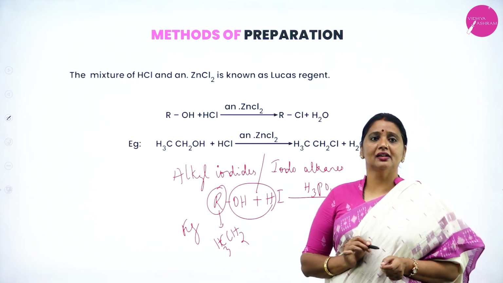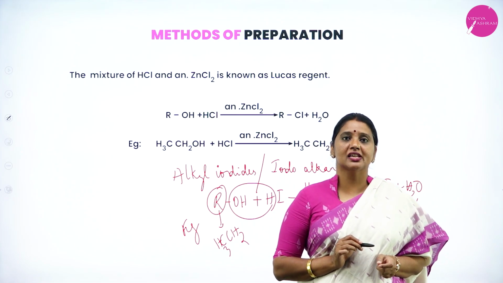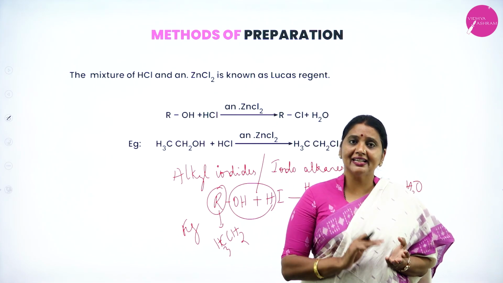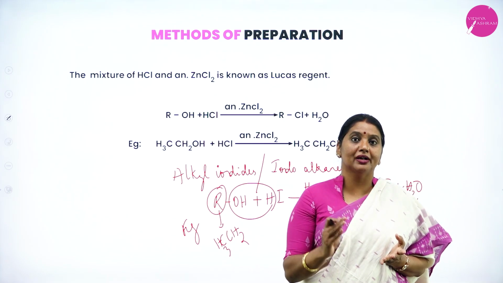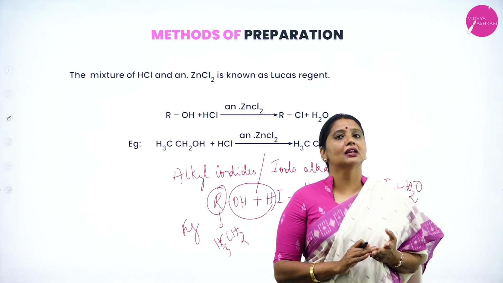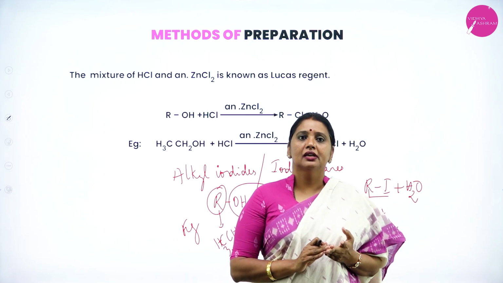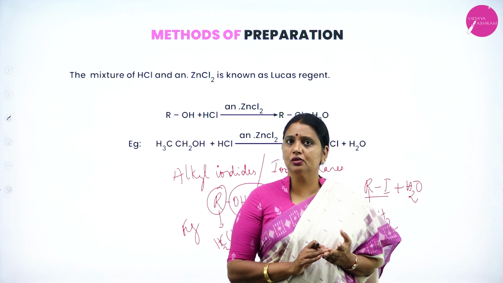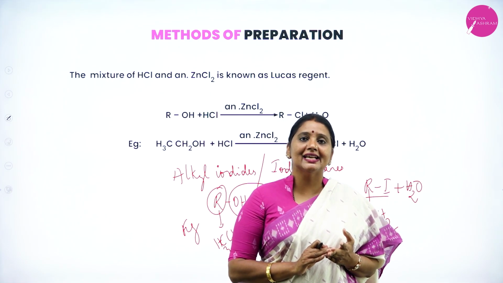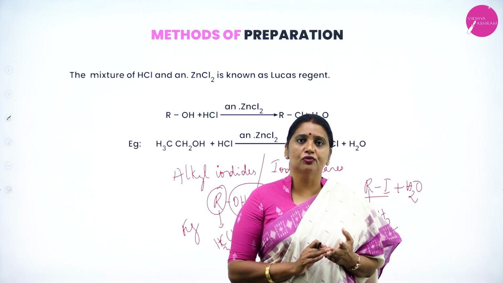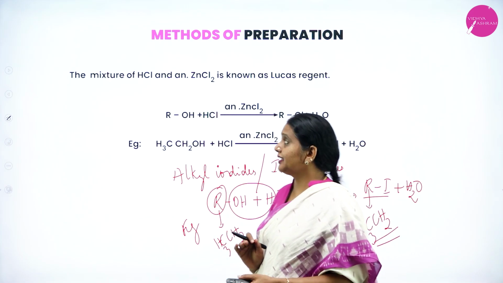Therefore, what's the first method? I converted alcohols into alkyl halides by adding HX. What is HX? Halogen acid. If I add HCl, we'll get alkyl chloride. If you add HBr, we'll get alkyl bromide. If you add HI, we'll get alkyl iodide. But in the same reaction, don't use the same dehydrating agent. In case of HCl, you use anhydrous zinc chloride. In case of HBr, you use concentrated H2SO4. In case of HI, you use H3PO4. The mixture of HCl and anhydrous zinc chloride is called Lucas reagent.